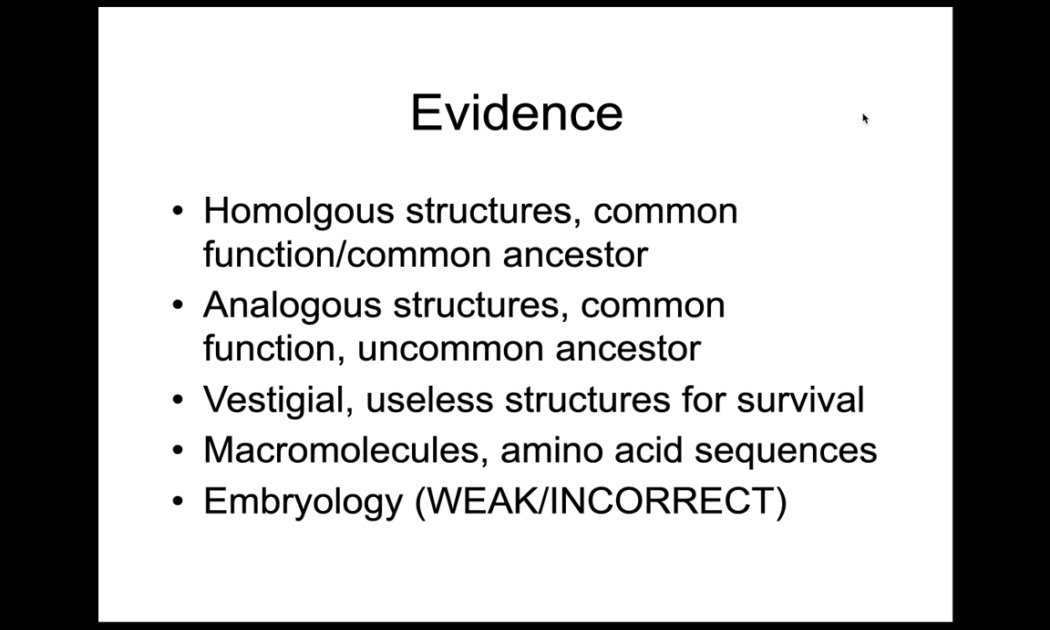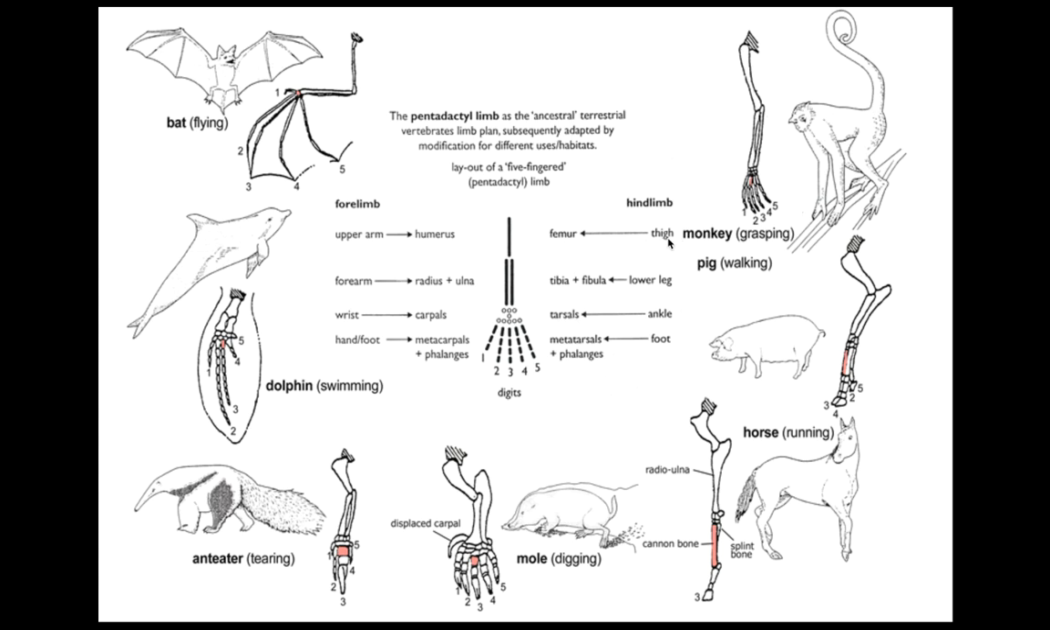Macromolecules is something we're not going to get into right now. And embryology is looking at embryos and making comparisons so we can suggest some sort of relatedness of organisms to each other. This is an example of homologous structures.